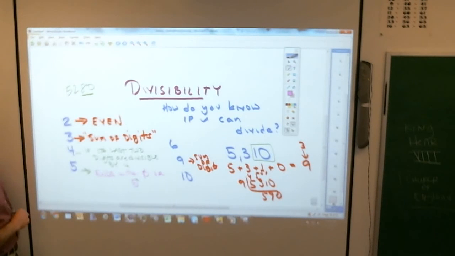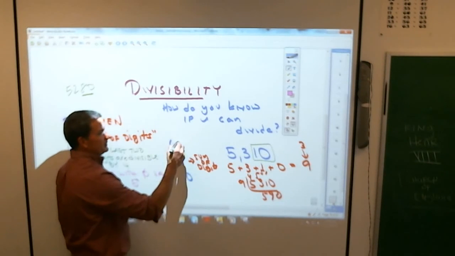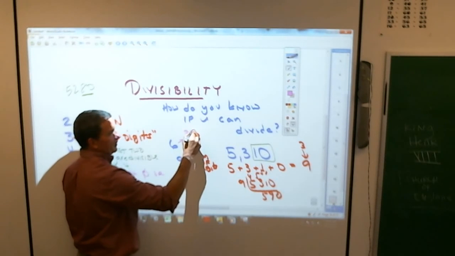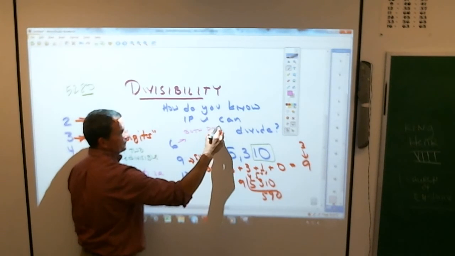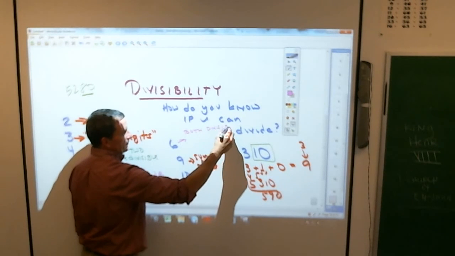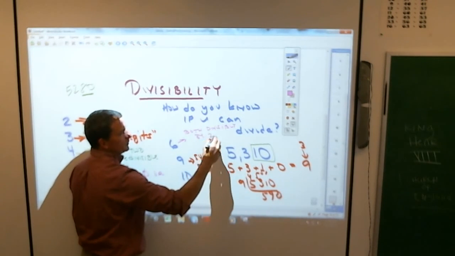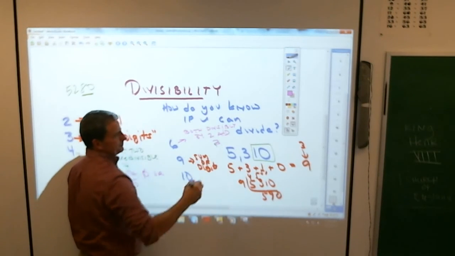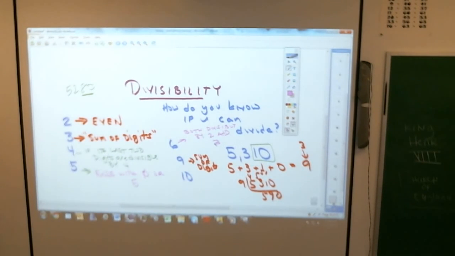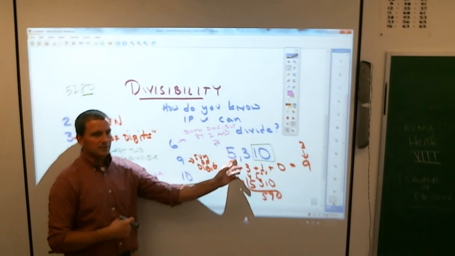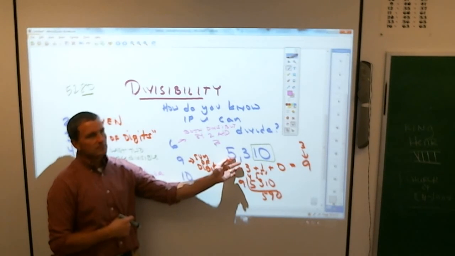Anybody know what 6 is? Something is divisible by 6 if it is divisible by both 2 and 3. If it's divisible by both 2 and 3, 6 goes into it. Which really just means if it's an even number that 3 goes into. So, is this divisible by 2? Yes. Is it divisible by 3? Yes. So 6 should go into it.